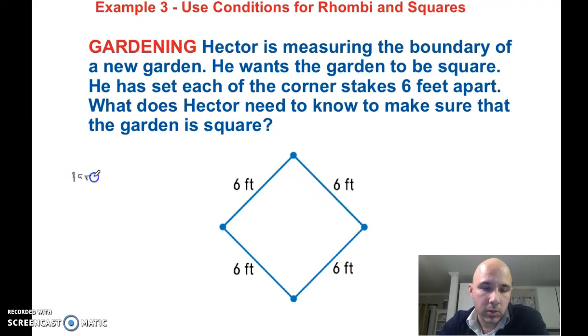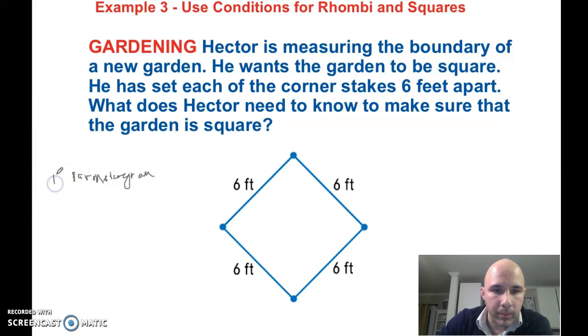All right, so let's get our parallelogram. All right, that's number 1. Okay, 2, if the sides are congruent, we know it's a rhombus. So since all the sides are the same, we know it's going to be a rhombus.